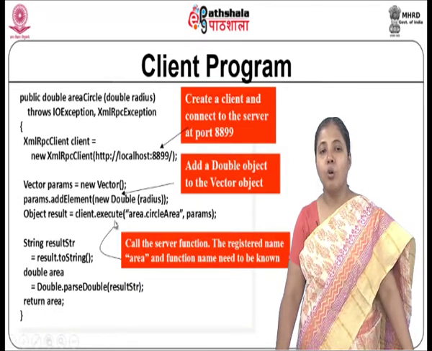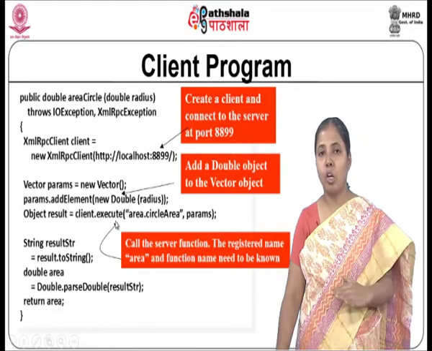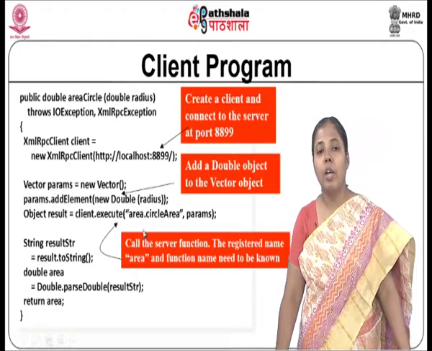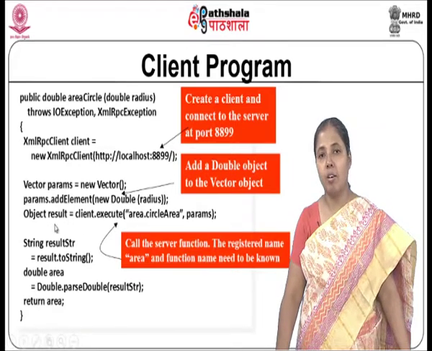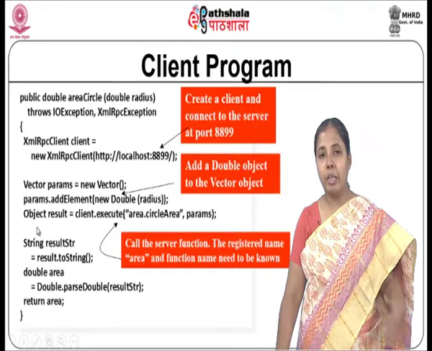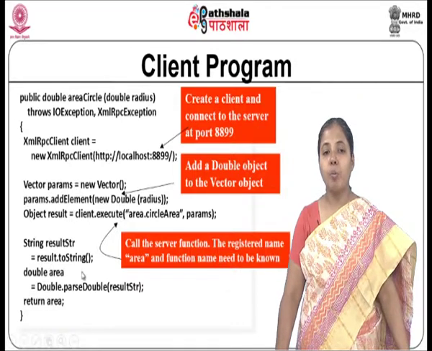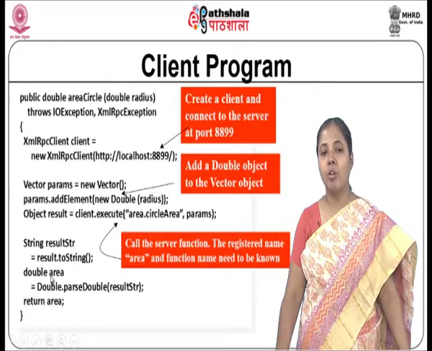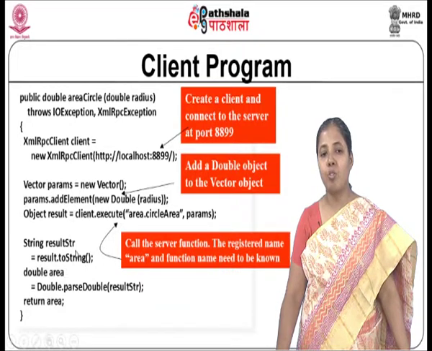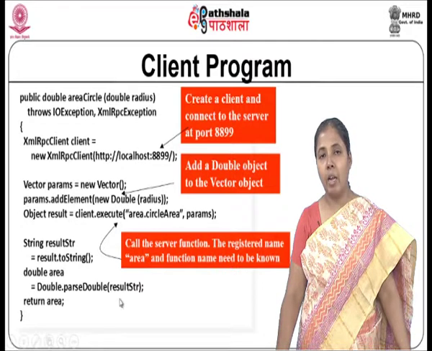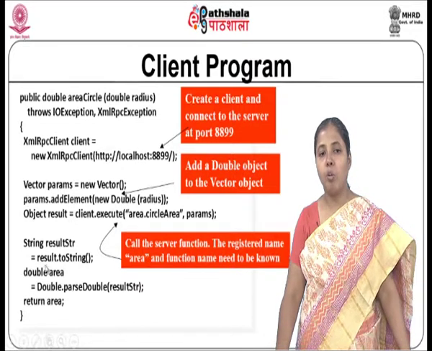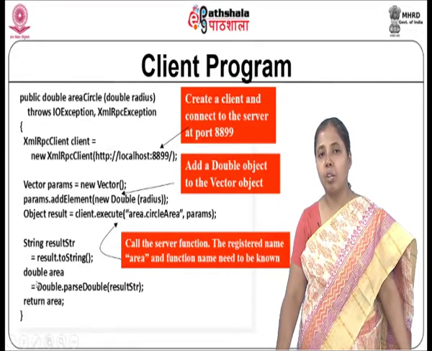So, you have put the double value within this vector object and you have used it within this execute method. Once you call this execute method, that would actually call the server function, execute it, and send back the result. The result would be of an object type. So, you have to print it as a double value. This object has to be first converted to string, so you make use of the toString method to convert the object to a string, and then take the string and parse it to a double value, then you will get an area, that is a double value.